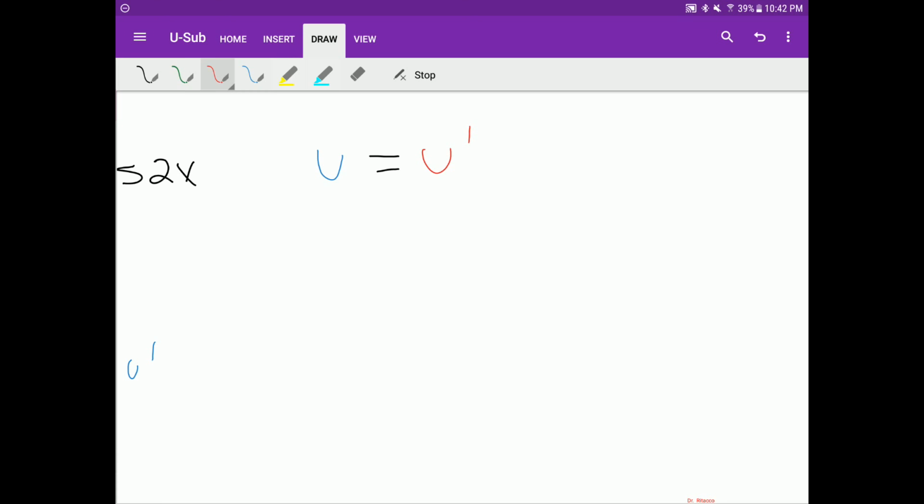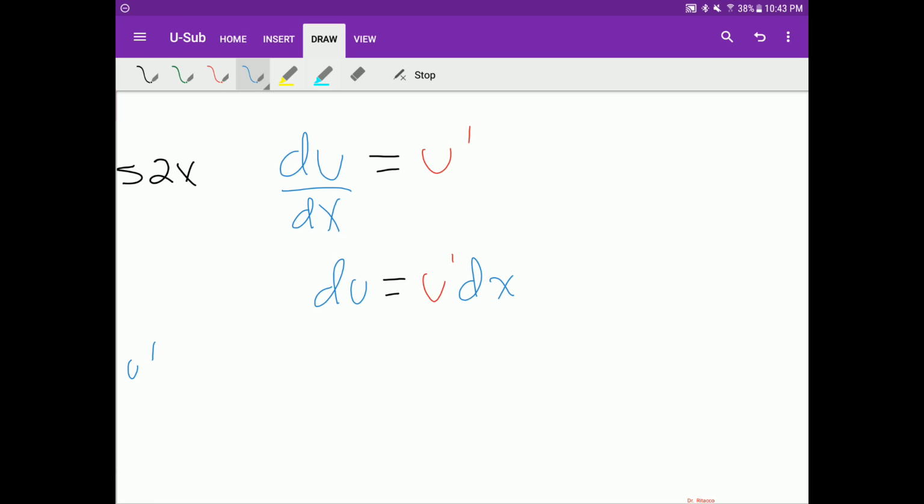Well, what this is really saying is du dx is equal to u prime. This derivative of u with respect to x is u prime. Here our u is a function of x, so we have du dx. Well, we can separate the du and the dx. So we can write du is equal to u prime times dx. And this is where our substitution is going to come in.